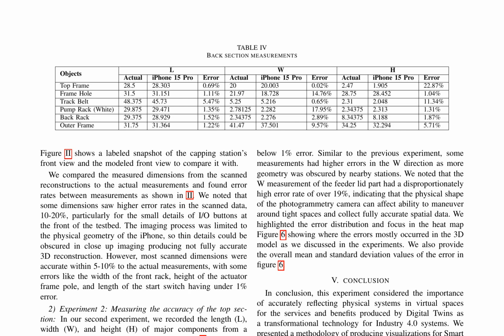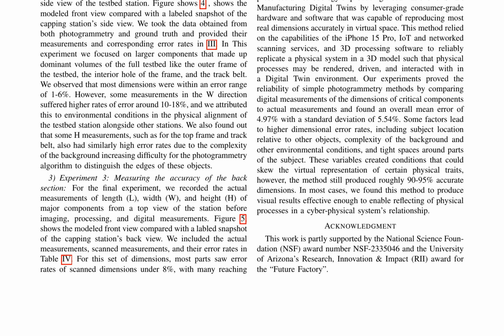The authors conducted 3 experiments to measure the accuracy of the digital twin's physical dimensions. In Experiment 1, they compared the measured dimensions from scanned reconstructions to actual measurements, finding error rates between 10-20% for small details and 5-10% for most dimensions. In Experiment 2, they recorded the length, width, and height of major components from a side view, observing error rates of 1-6% for most dimensions, with higher rates for certain measurements.